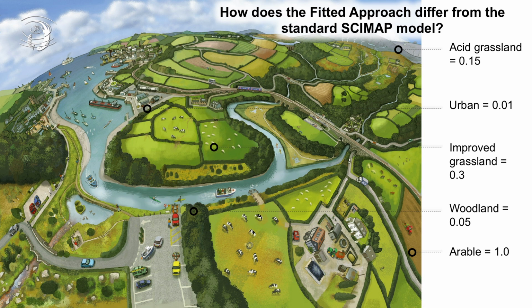How does the fitted approach differ from the standard SCIMAP model that I guess everyone here is familiar with? Where the standard model, there are assumptions made about what kind of risk ratings you'd give each land cover class. So you'd assume that arable would have the highest rating of 1, whereas improved grassland is much lower at 0.3, acid grassland 0.05, and going down to urban at 0.01.